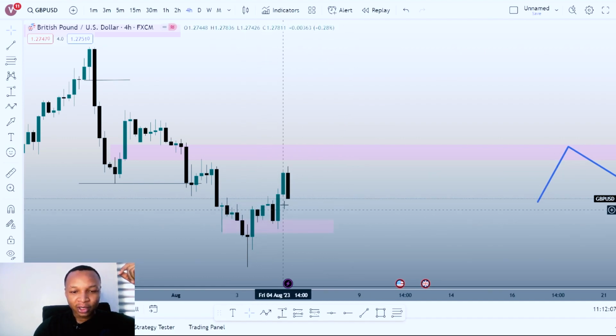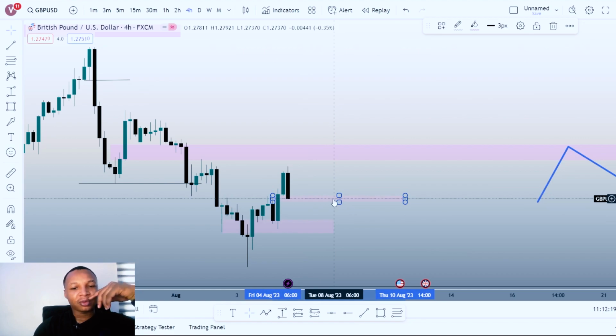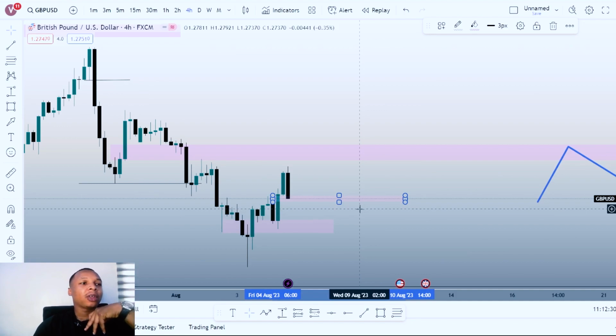For GBPUSD on the hourly time frame, look at how price has traded into this fair value gap residing right here. Let me align it. Yeah, price has traded into this. So going into Monday next week, we expect to see GBPUSD expand from this very place. This is the expansion that we expect to see on GBPUSD going into next week.